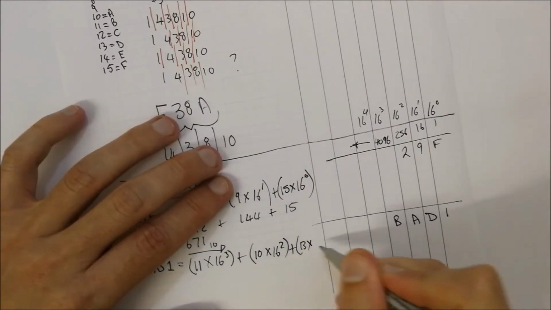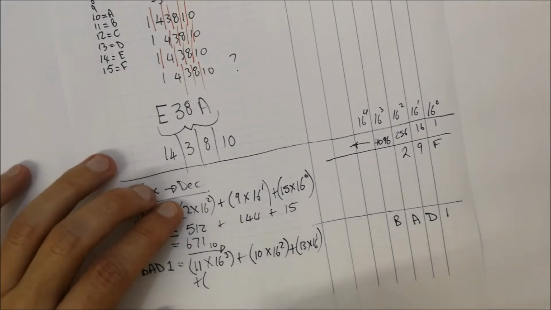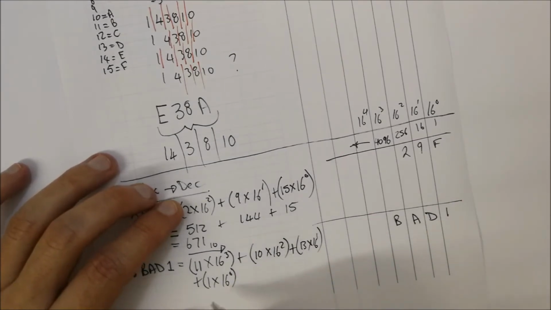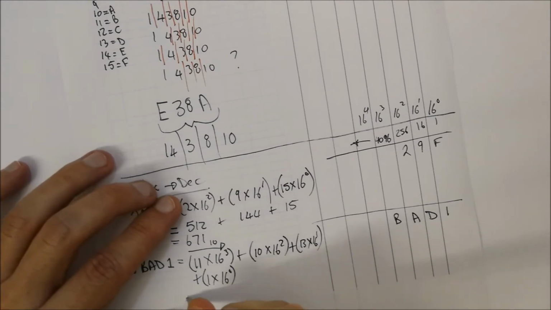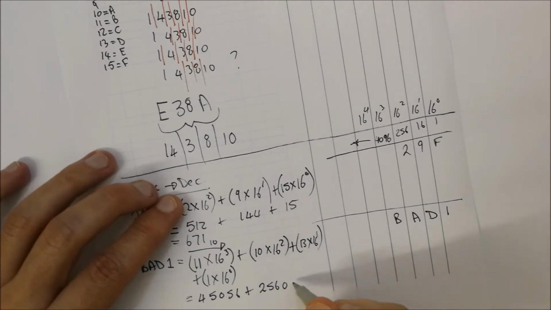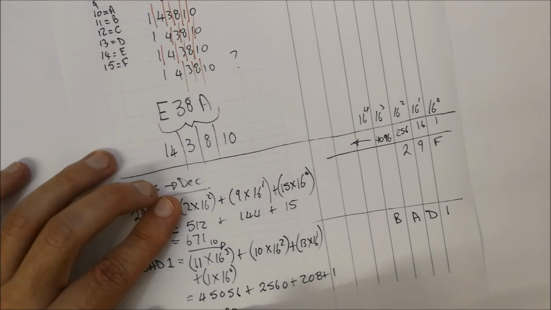Plus D, what's D equal to? D is equal to 13. So 13 multiplied by 16 to the power of 1. Plus 1 over there, so 1 times 16 to the power of 0. Okay, that would be equal to 45056 plus 2560. 13 times 16 is equal to 208, plus 1, and that will be equal to 47825.